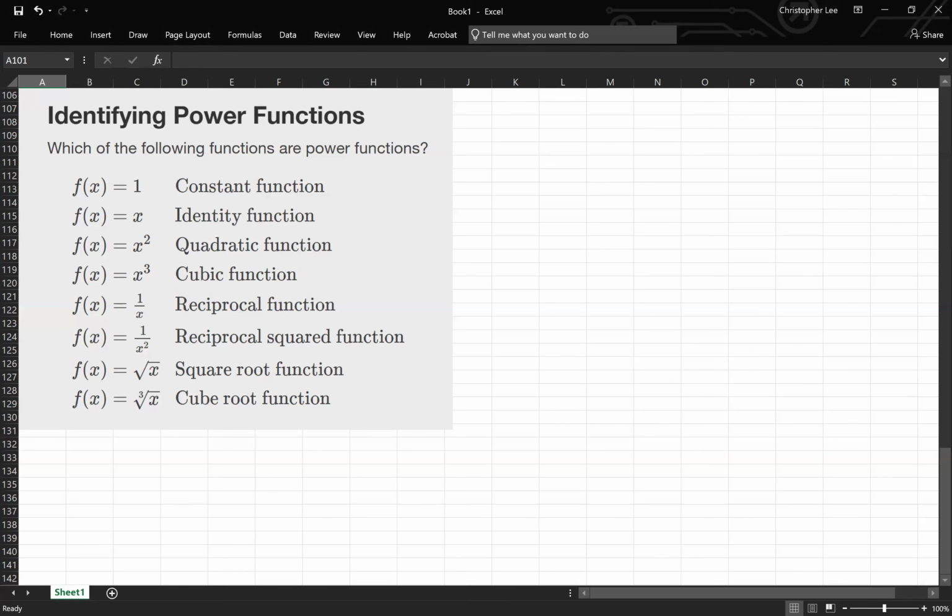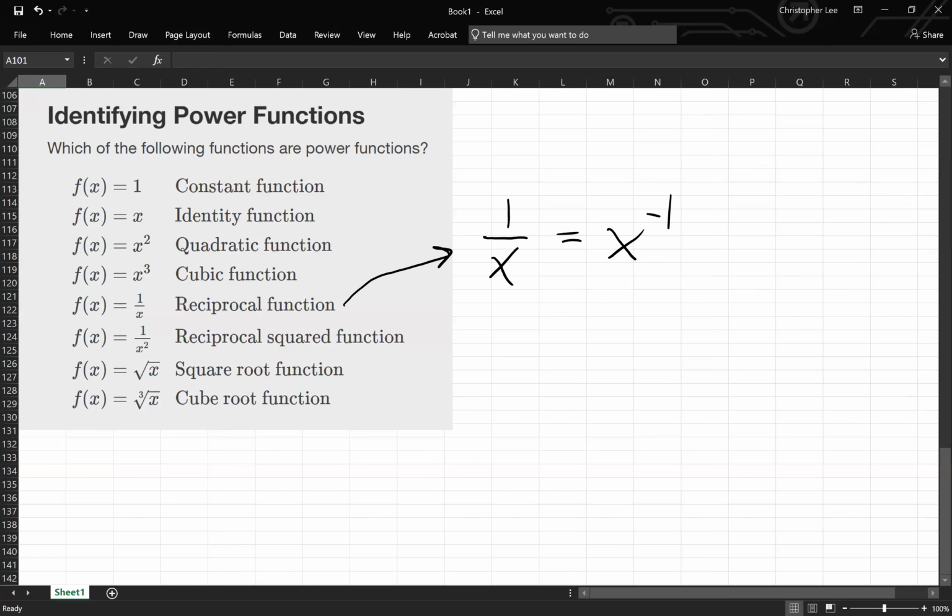Shocking answer. They're all power functions. Every last one. For the ones that don't look like power functions, like the reciprocal one, it's 1 over x. It might not look like a power function, but I could rewrite this as x to the negative 1 power. Boom. That was a power function.